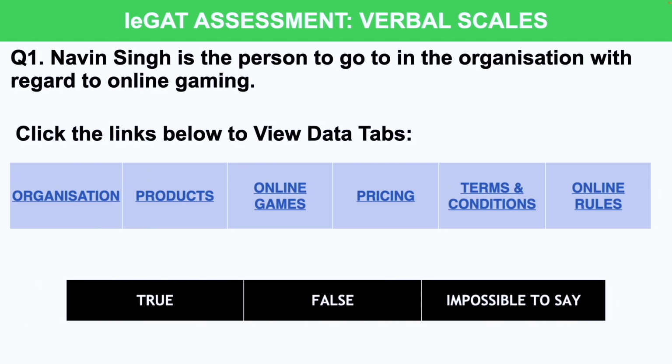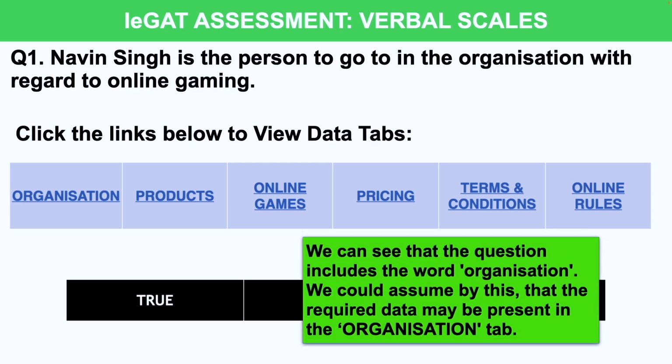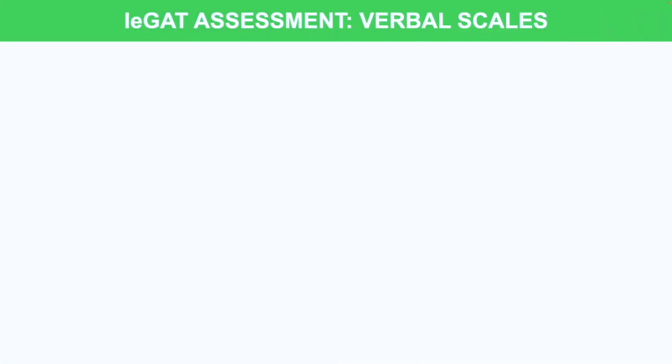Now, what I like about this question is we may think we need to dive straight in to the online games tab, but that's not true. Reread that question again. We can actually see that the question includes the word organization, and we therefore could assume by this that the required data should be in the organization tab. So let's click that tab and see what it brings us up.